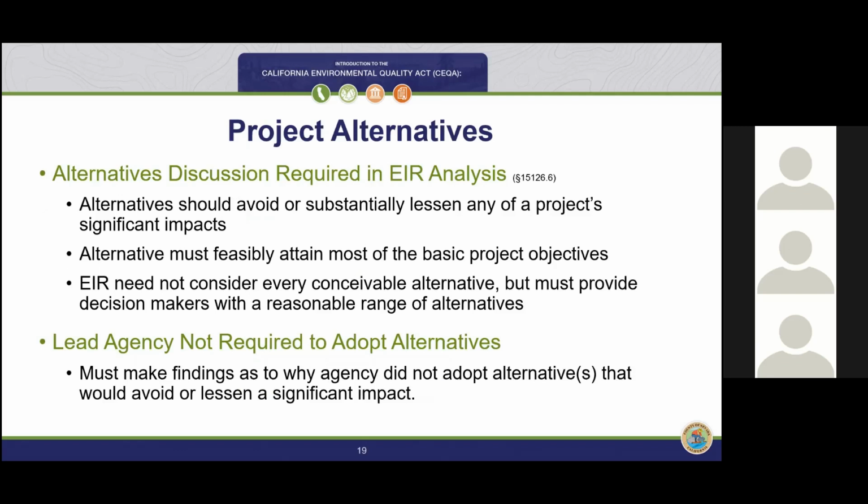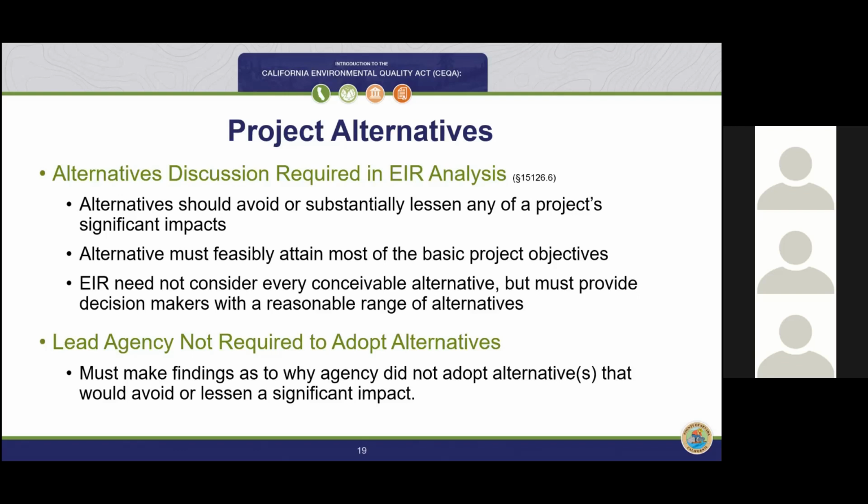So project alternatives are ways that an EIR can look to see, if you have significant impacts, are there alternative designs or alternative locations for the project that would substantially lessen a significant impact associated with the project? The alternative, though, must still attain most of the project objectives. So an alternative wouldn't be considered feasible if it avoided a significant impact, but after making those changes, the project still didn't meet any of the basic project objectives.